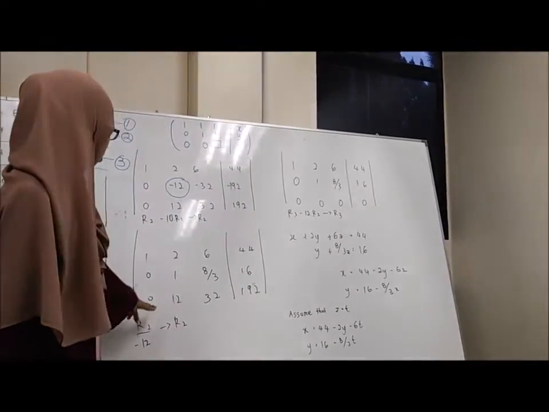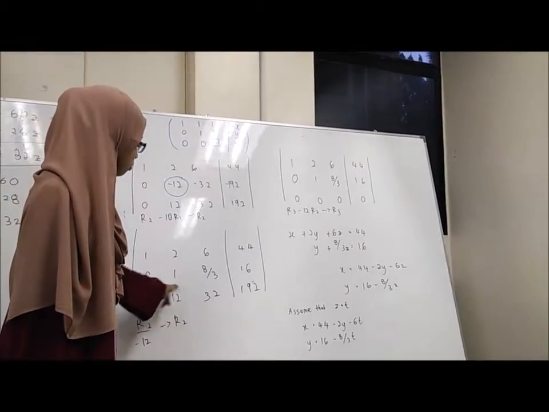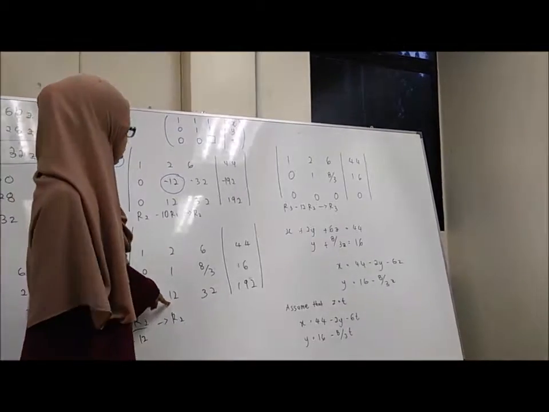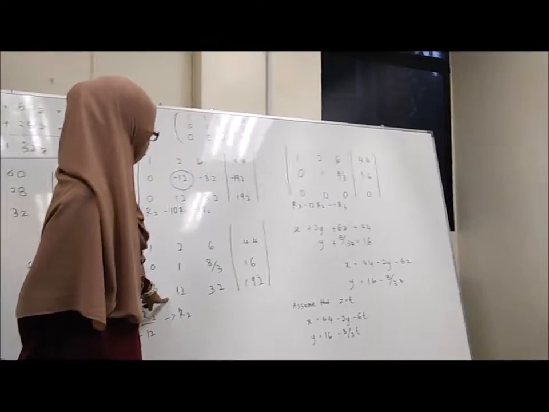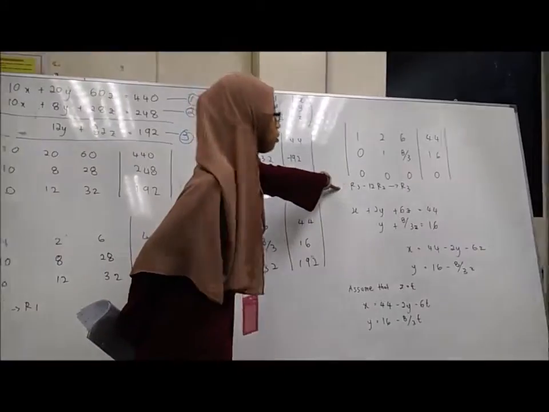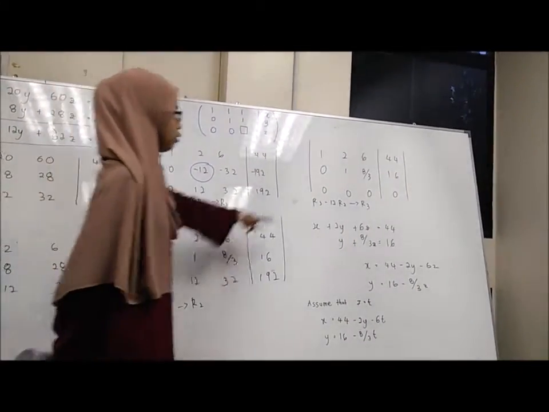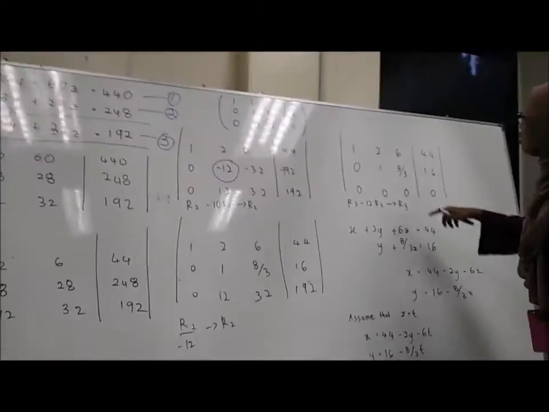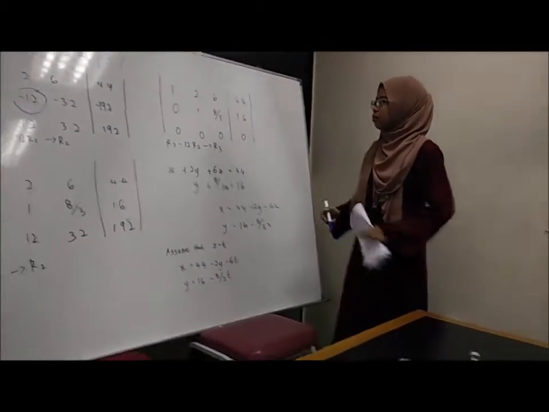So we just finish until here. Then the only problem is we had this 12. We need to make it 0. So we use this formula: row 3 minus 12 R2, we will get 0. Since the third row is 0, 0, 0, 0, so it will be many solutions.